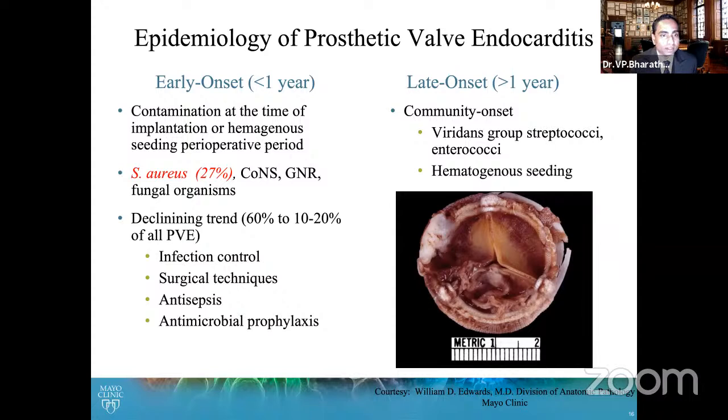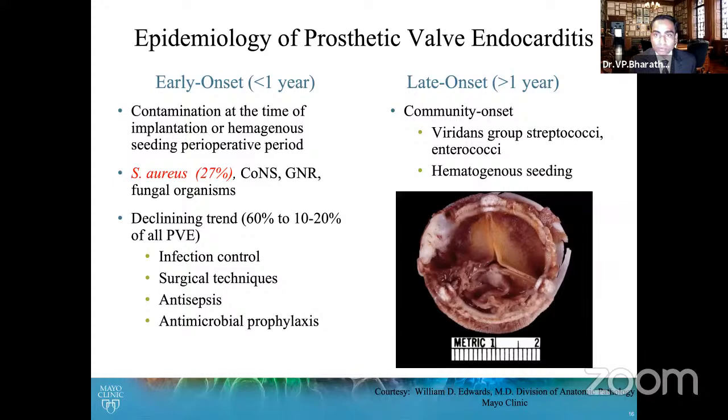And this is reflected in the pathogens that we see. Staph aureus form the bulk, followed by coagulase negative staph, gram negatives, and then fungal organisms. Fortunately, this trend is declining, and that's due to infection control, better surgical techniques, antimicrobial prophylaxis, and so on.